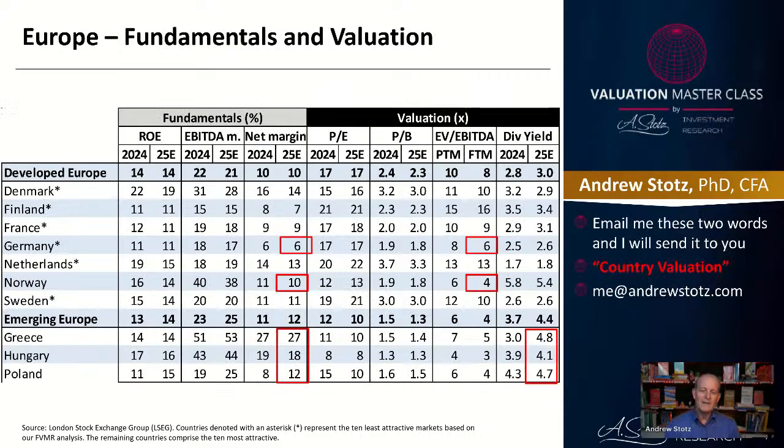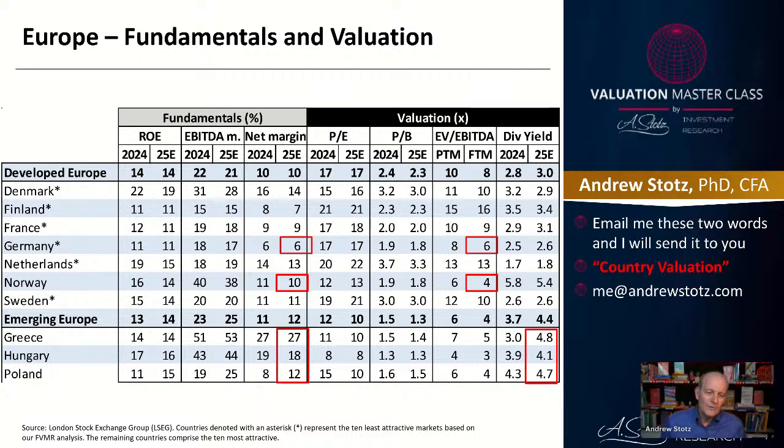Now, you're going to see later the remaining factors, but let's continue with fundamentals and valuation and apply this to Europe. So here we have developed Europe and emerging Europe. And what you can see is that Denmark is unattractive, Finland, unattractive, France, unattractive, Germany, unattractive, Netherlands, unattractive, Sweden, unattractive. Let's just look at Germany for a second, and you can see that Germany has a net margin of only 6% versus a developed Europe average of 10. We can also see the emerging Europe has a net margin of 12, so double Germany. Germany's really, really in a mess.